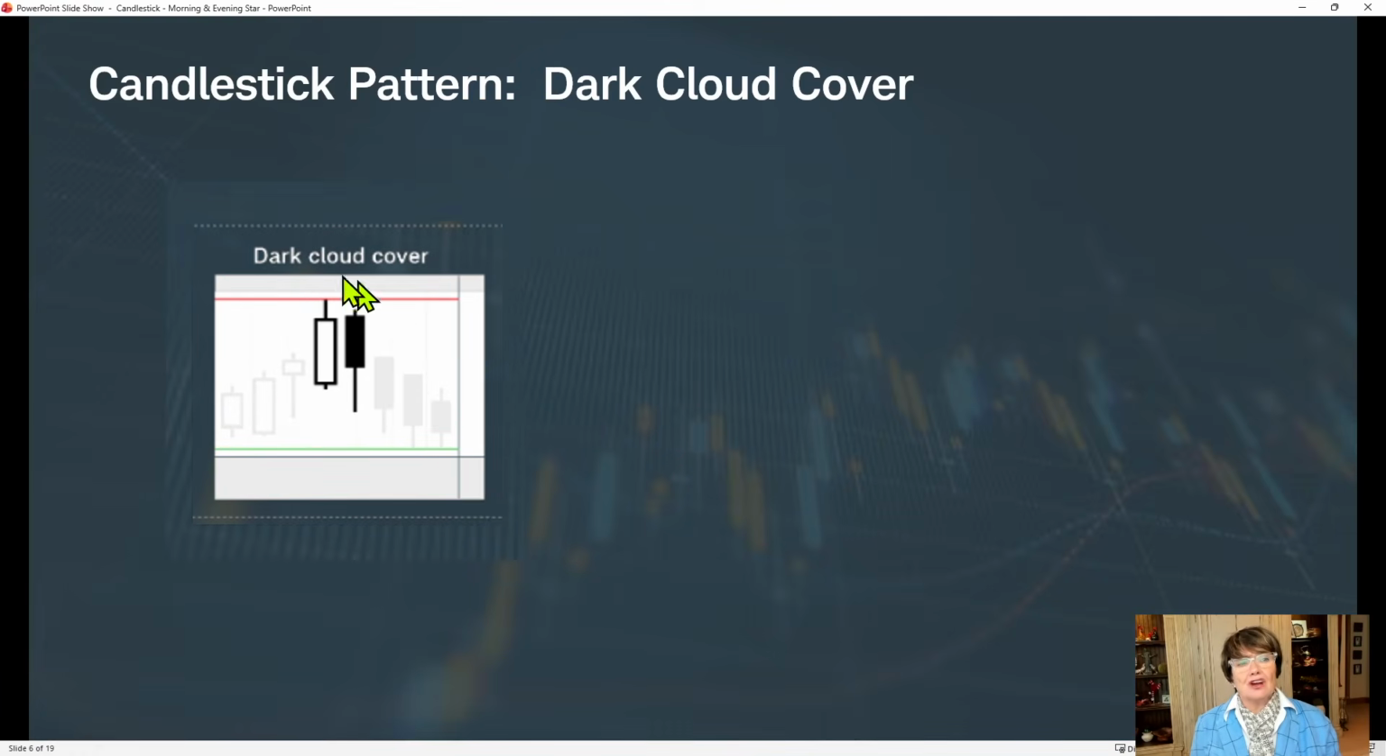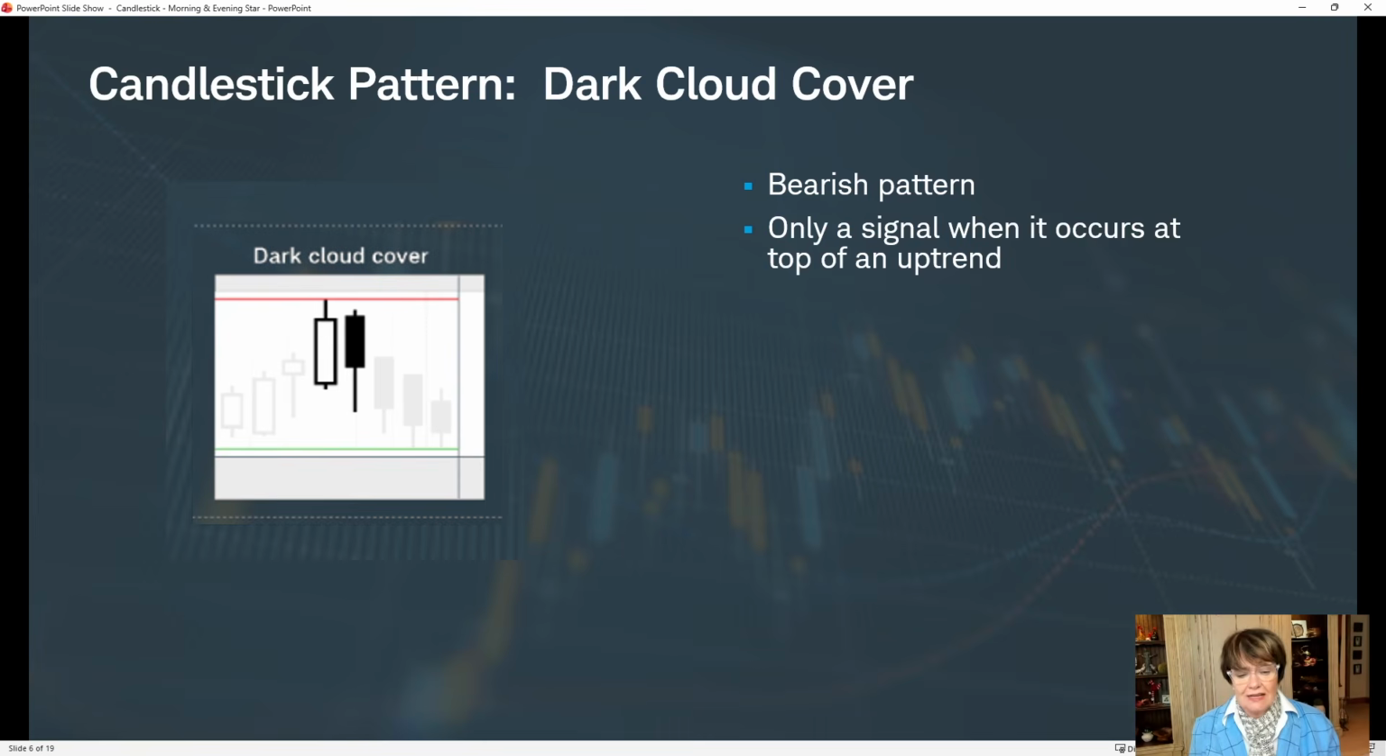So here's our dark cloud cover pattern. As I mentioned, it's a bearish pattern and it's only considered a signal when it occurs at the top of an uptrend. So we're looking for a stock that has been uptrending. And then we're going to see two candles appear. The first one is going to be big and bullish. So it looks like this uptrend is continuing.